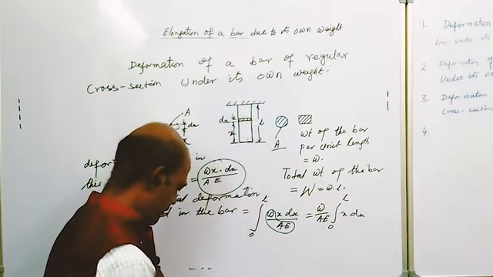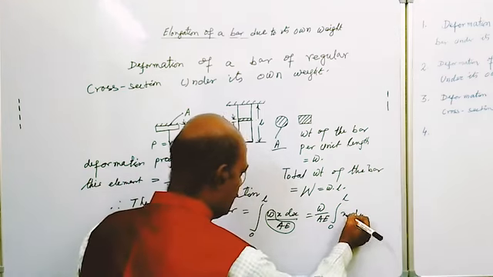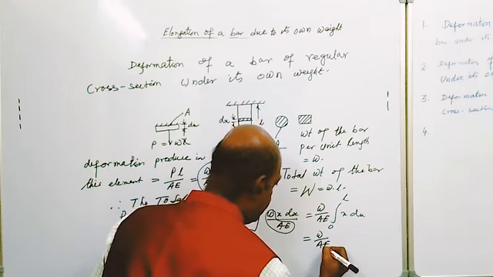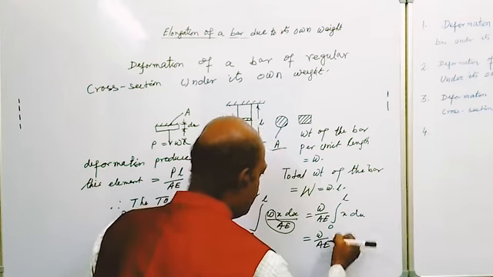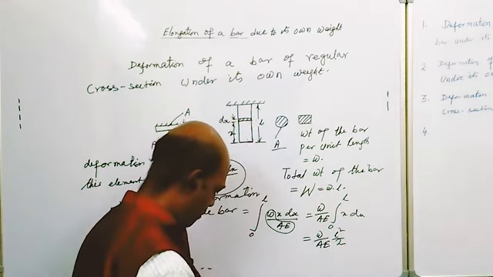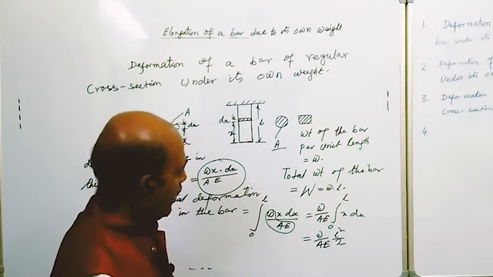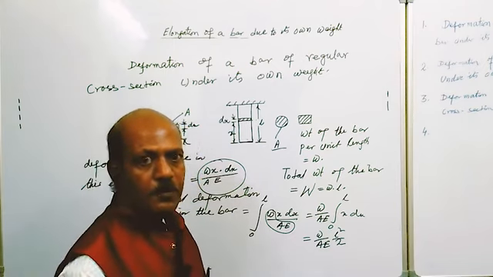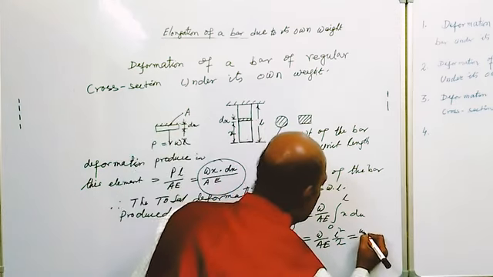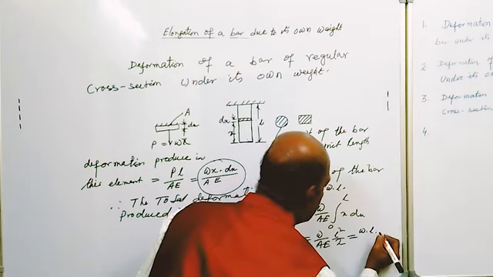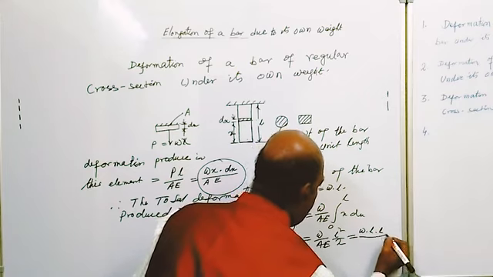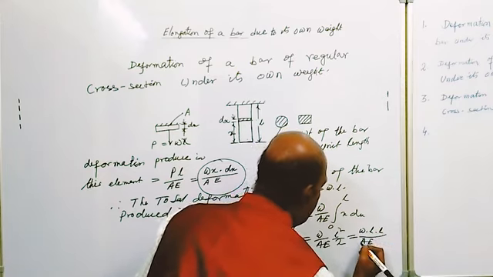So that will be x square by 2. So we can write W by A into E into x square by 2, and if we put the limits, that will be L square by 2. So W by A into E into L square by 2 will be the deformation produced in the bar, and also it can be written as small w into L into small l.